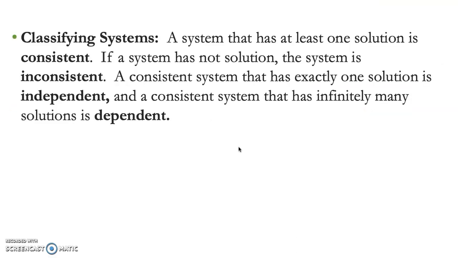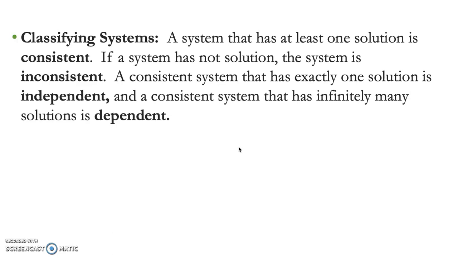We're going to talk about how to classify systems. So a system that has at least one solution, like the one we just looked at, is called consistent. If it has no solution, we call the system inconsistent. Now, if it has a solution, so it's consistent, then if it has one solution, we call it independent, and infinitely many solutions, we call it dependent.